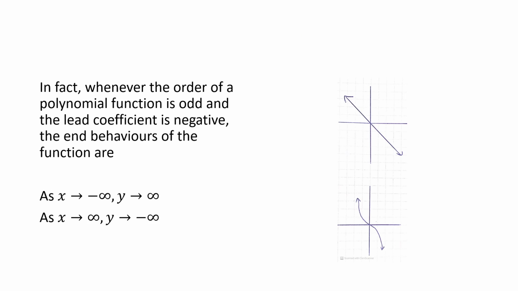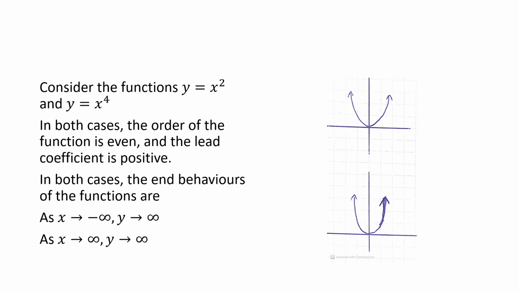Whenever the order of a polynomial function is odd and the lead coefficient is negative, the end behaviors of the function are as x goes to negative infinity, y goes to infinity, and as x goes to infinity, y goes to negative infinity. Now, what if we have an even degree function? For instance, y equals x squared or y equals x to the 4. In both of those cases, we have a positive leading coefficient and an even degree.